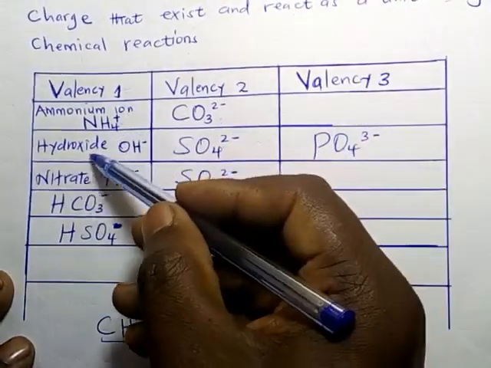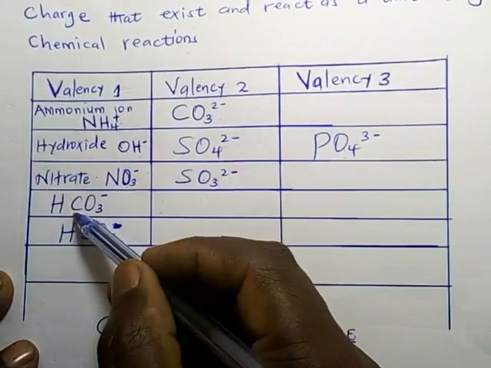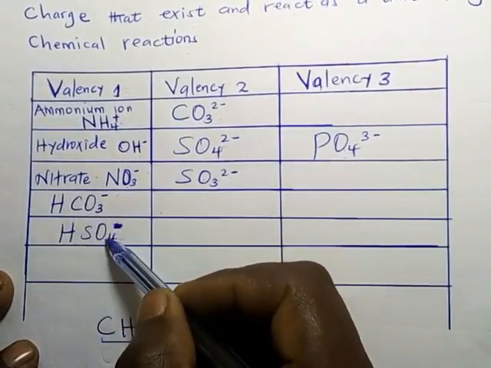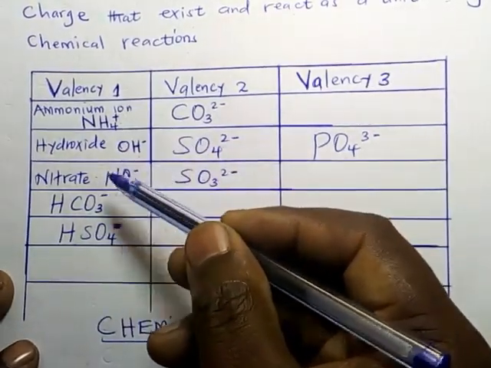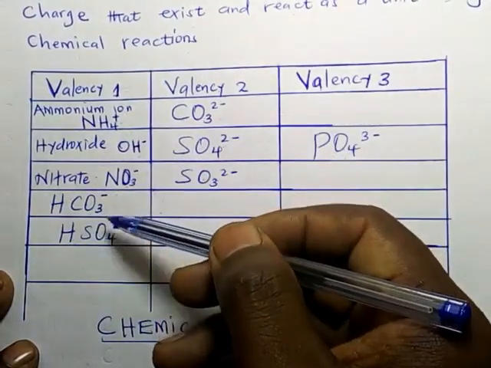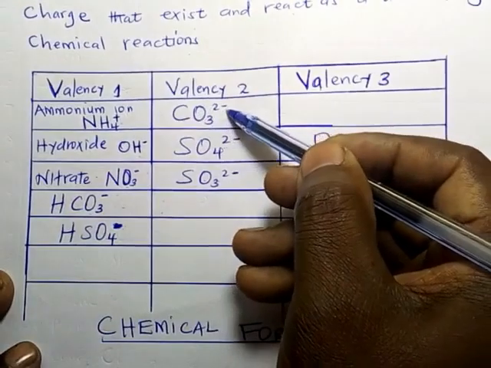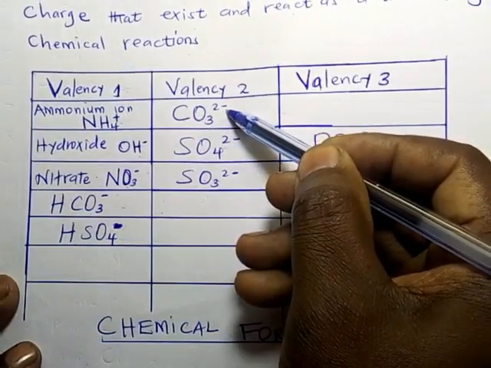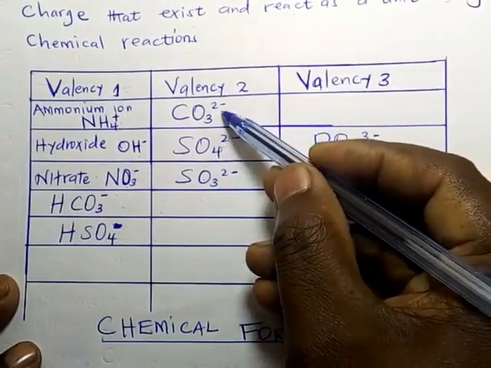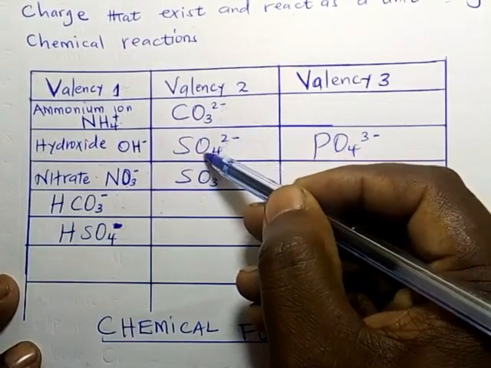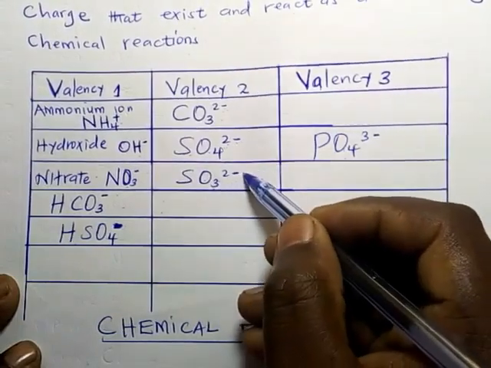So once you know that the hydroxide ion has a valence of 1, nitrate ion has a valence of 1, hydrogen carbonate has a valence of 1, hydrogen sulfate has a valence of 1, then you will be able to see the way we are going. This one is very helpful in writing chemical equations or formulas. Carbonates have a valence of 2. That one, get it like that, master it like that. Sulfates have a valence of 2. Sulfite has a valence of 2.